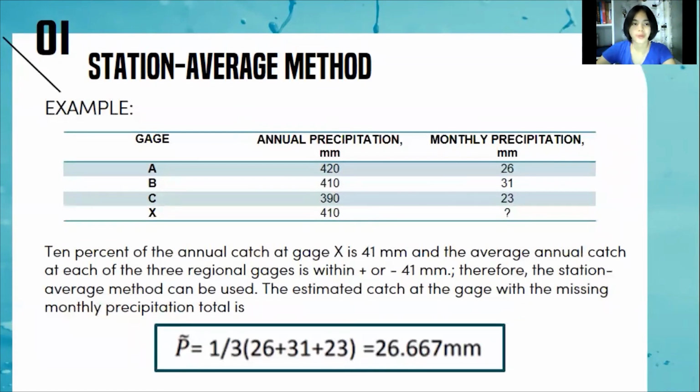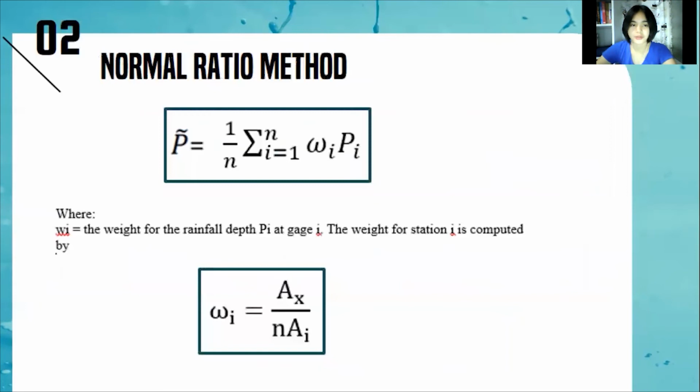Our group prepared examples for each method. The first example, we have the data. 10% of the annual catch at gauge X is 41 millimeters, and the average annual catch of each of the three regional gauges is within plus or minus 41 millimeters. Therefore, the station average method can be used. The estimated catch of the gauge with the missing monthly precipitation is a total of 26.667 millimeters.